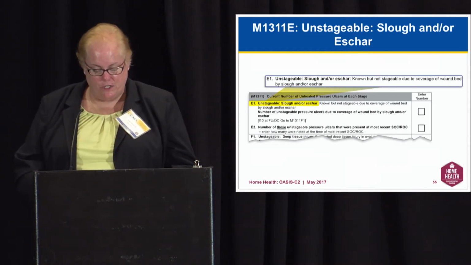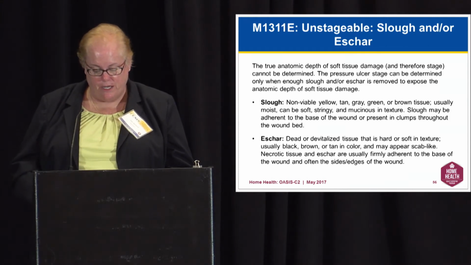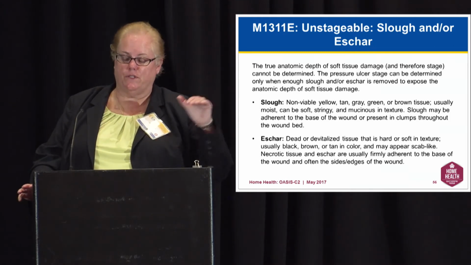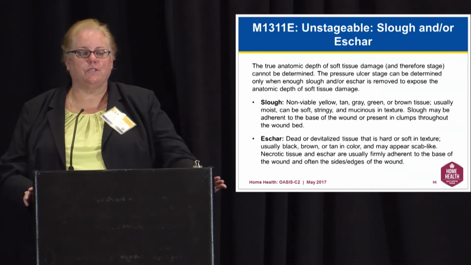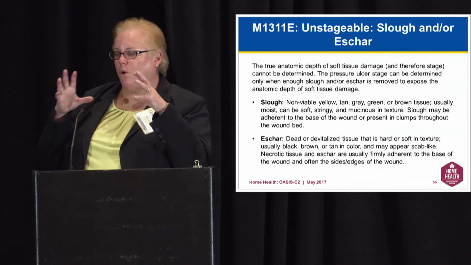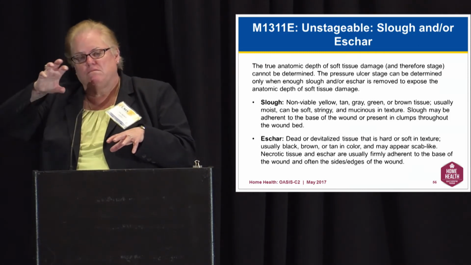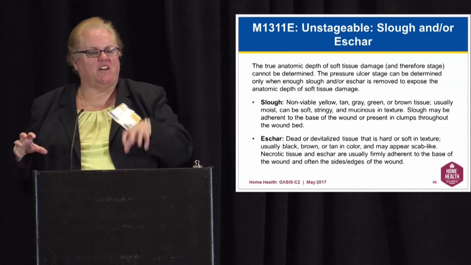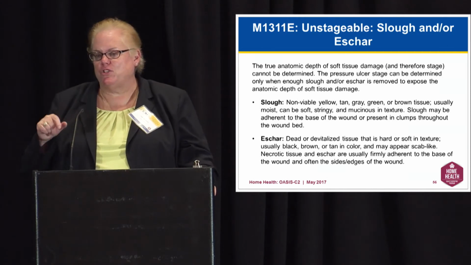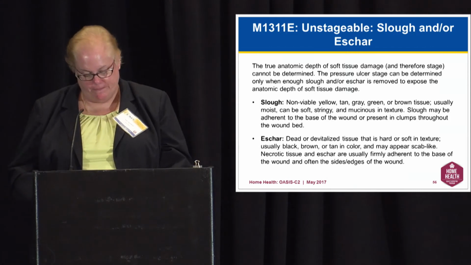And then unstageable due to slough or eschar, and what we're looking at here is the true anatomical depth of the tissue cannot be determined because of the slough or the eschar. The one time that you can do this, as I mentioned on the last slide, is if it's a stage 4. So you could have almost the whole wound covered with slough, some eschar along the side and slough, so that eschar is almost like a scab, and that slough is that tan, sticky kind of stuff that doesn't clean away. But you can see bone or tendon, it's already stage 4. You don't need to see the rest of that wound, all right?